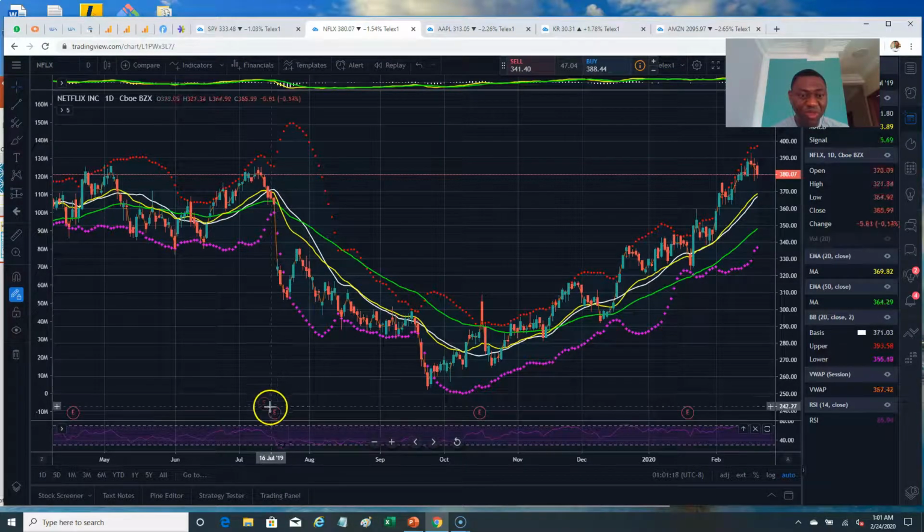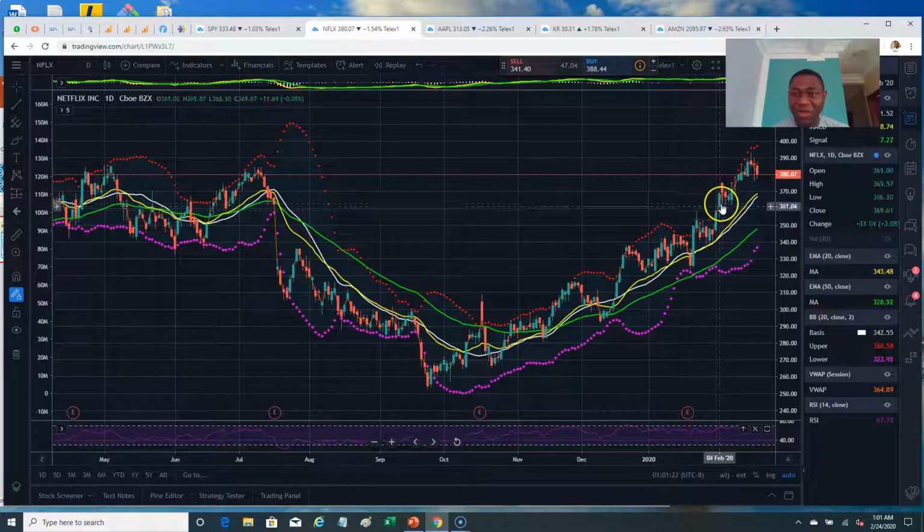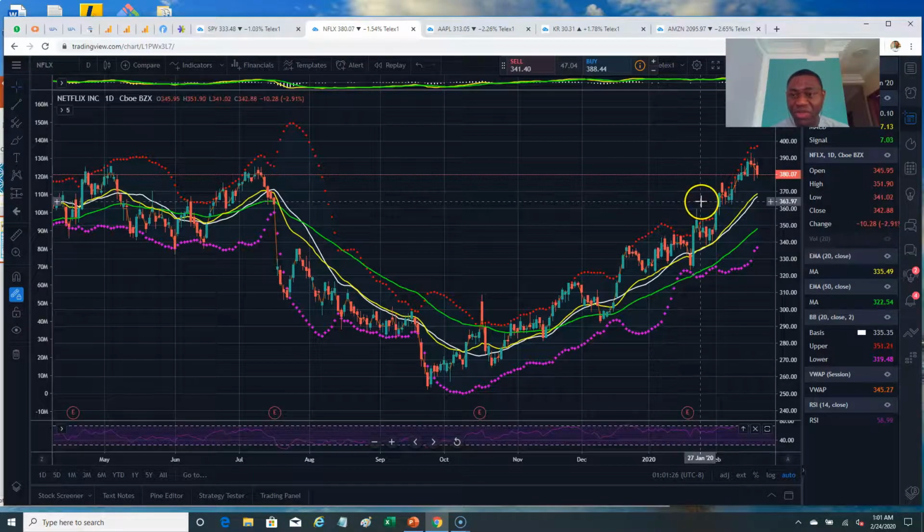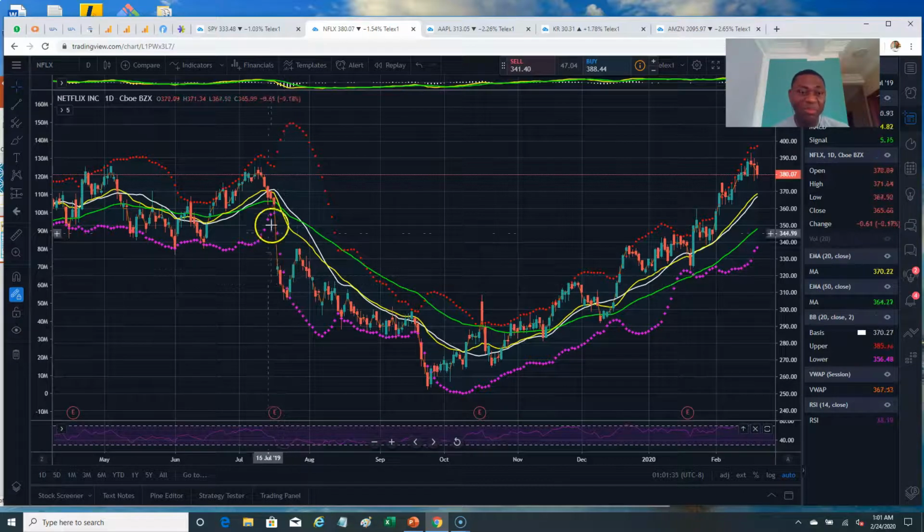From July all the way to recently, when was the day that it traded back to the level of 362? Somewhere here in February. So the rest of the time, the price just kept falling. This was bad. This was bad. I remember I made some money trading here on these days, and then we had this head fake.